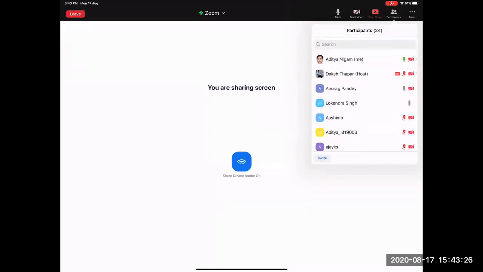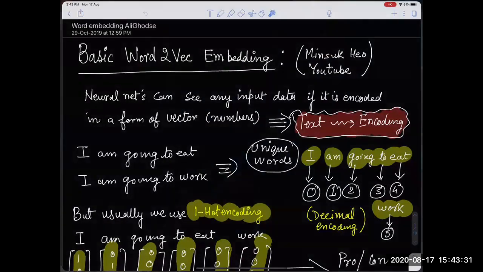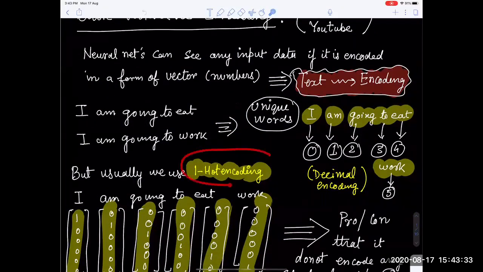Anurag, yes. Sir, its size will become very big. Its size can be very big, but that is a secondary answer. This is also one answer, because unique words are going to be too many, and if there are 10,000 or 50,000 unique words, then your one hot encoding is going to be 50,000 dimensional, which is infeasible.